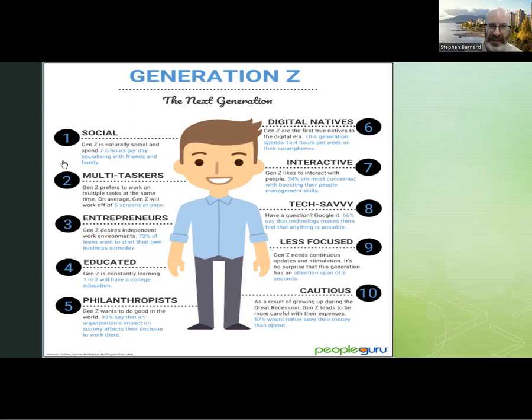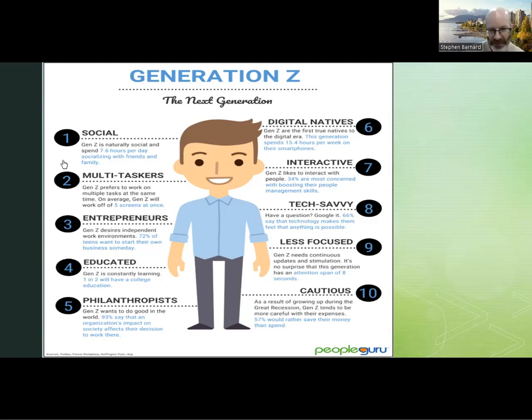They're quite well educated. They're philanthropists, meaning they want to do some kind of good for the world. Yeah, digital natives, yeah, the screenagers. According to this, it says this generation spends 15.4 hours per week on their smartphones. I think that must be a mistake. It's much more likely they spend 15.4 hours per week on their smartphones. Interactive, tech-savvy, less focused. Generation Z, what does it say here? It needs continuous updates and stimulation. It's no surprise that Generation Z has an attention span of 8 seconds. If that is true, I wonder how many times you have been distracted during this lecture.